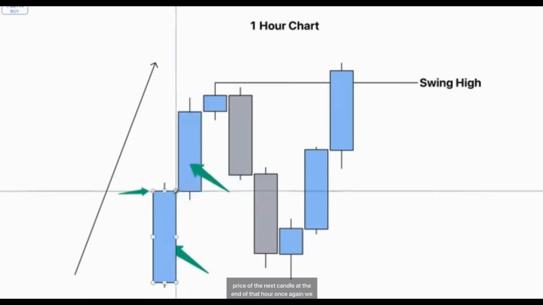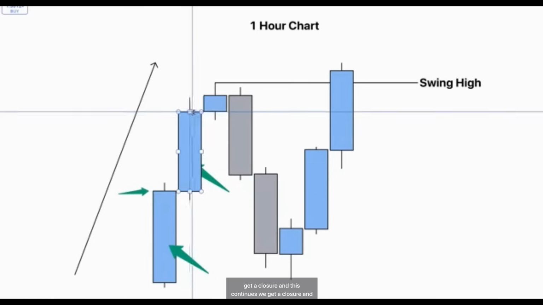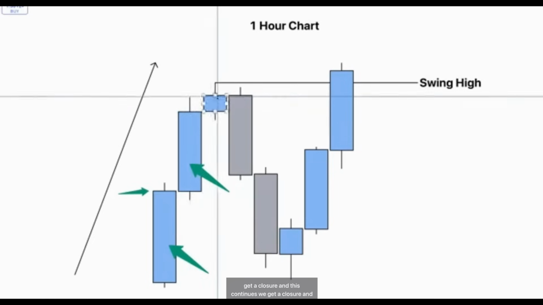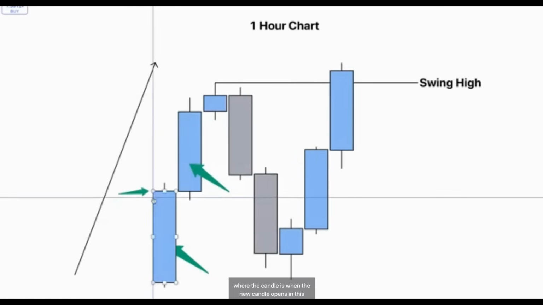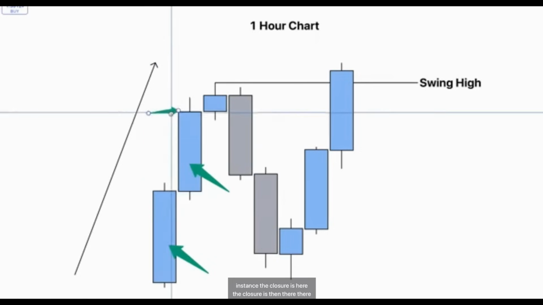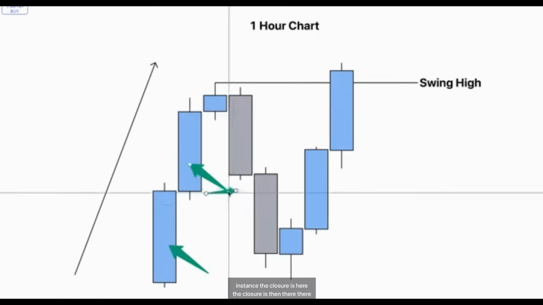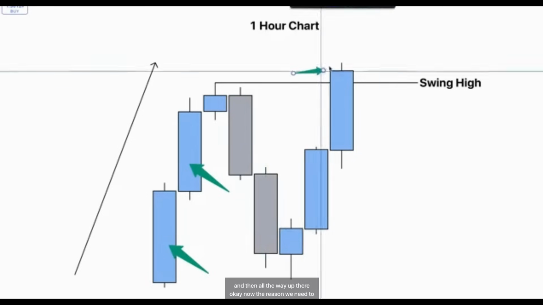This would be the open price of the next candle. At the end of that hour, once again, we get a closure, and this continues. We get a closure and open at the start of each hour. So a candle closure is just where the candle is when the new candle opens. In this instance, the closure is here. The closure is then there, there, there, there, there, there, and then all the way up there, okay?